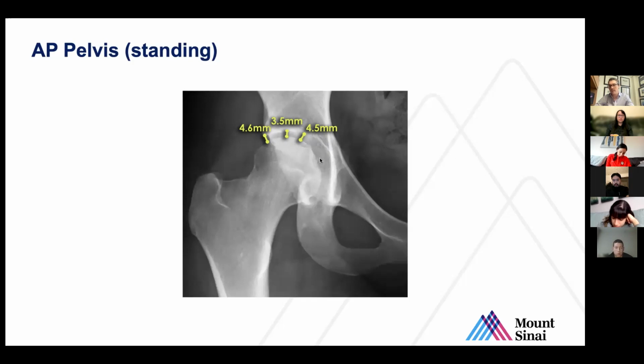Why do we measure this? Because there's data that shows that less than 3 millimeters of joint space leads to slightly inferior outcomes from a hip preservation procedure, meaning their osteoarthritic process and chondral damage is a little bit too severe to have a great outcome for arthroscopic management.